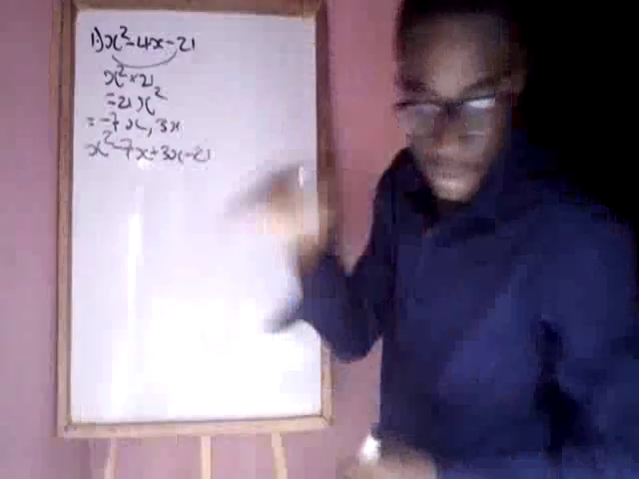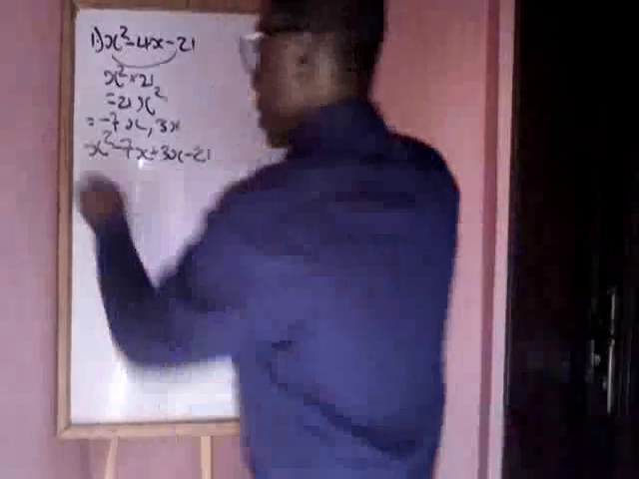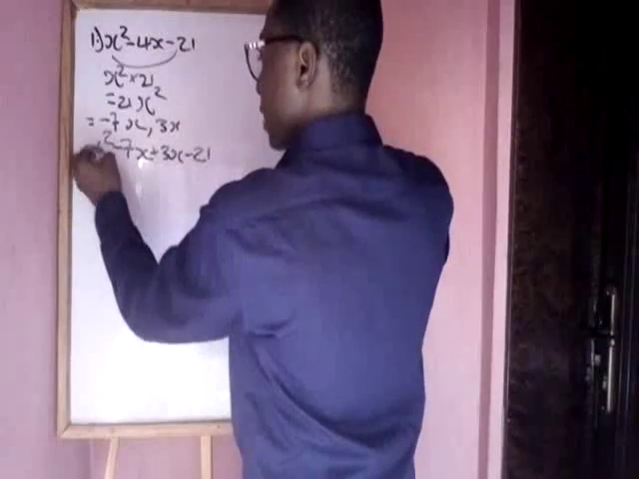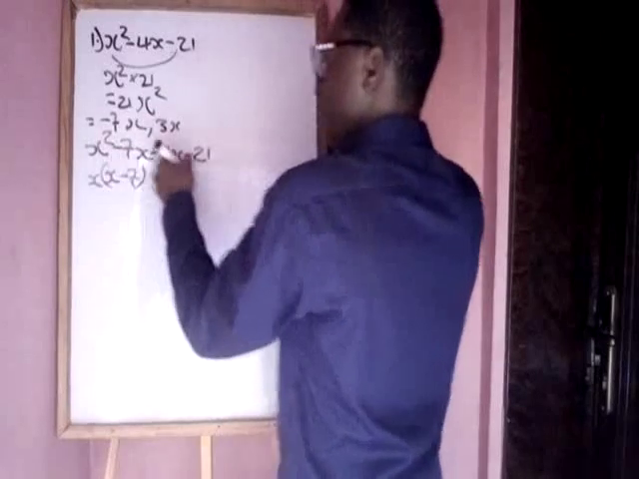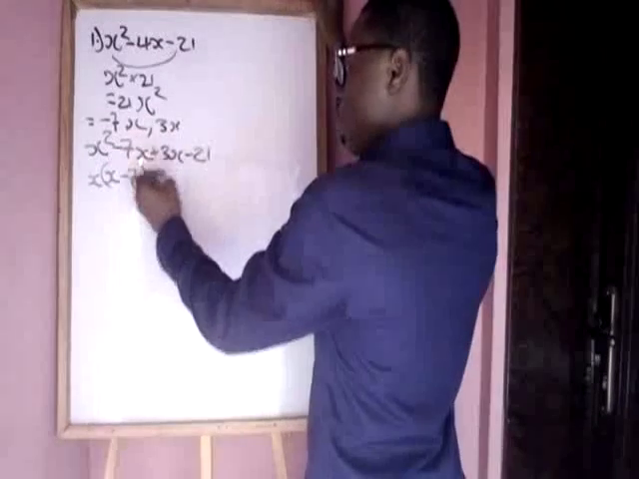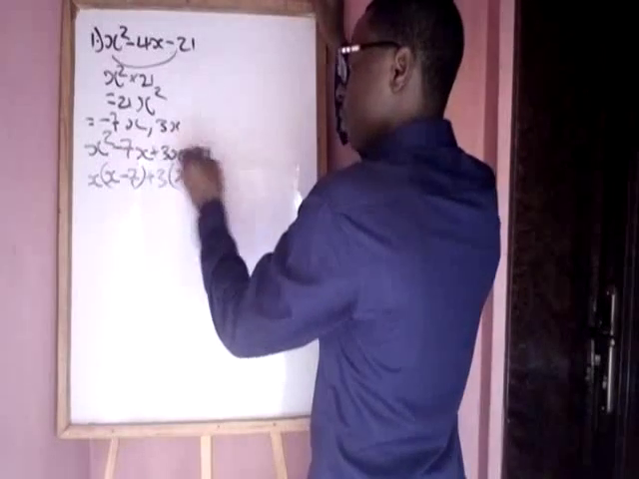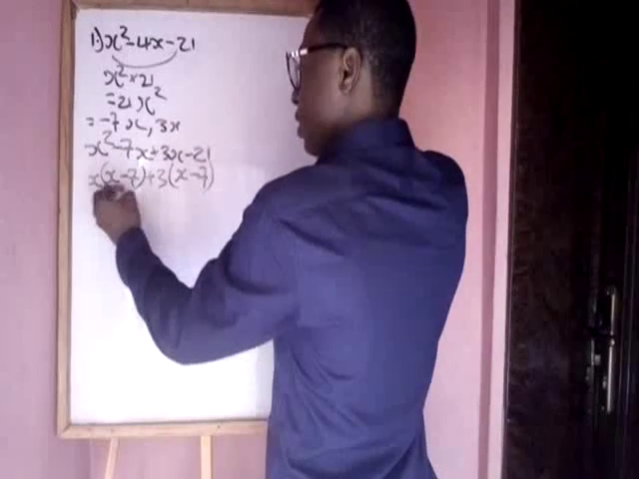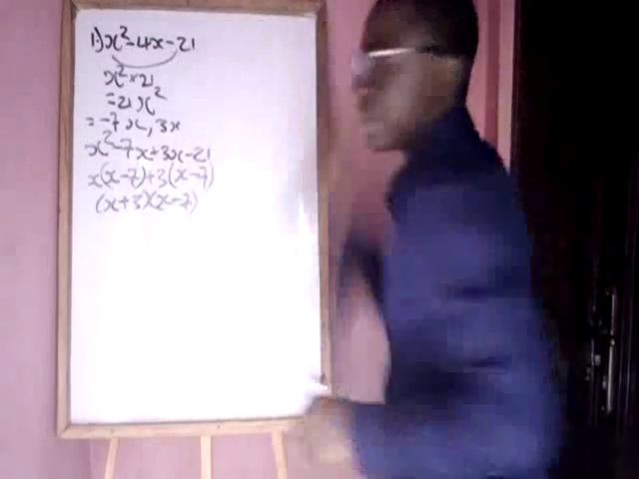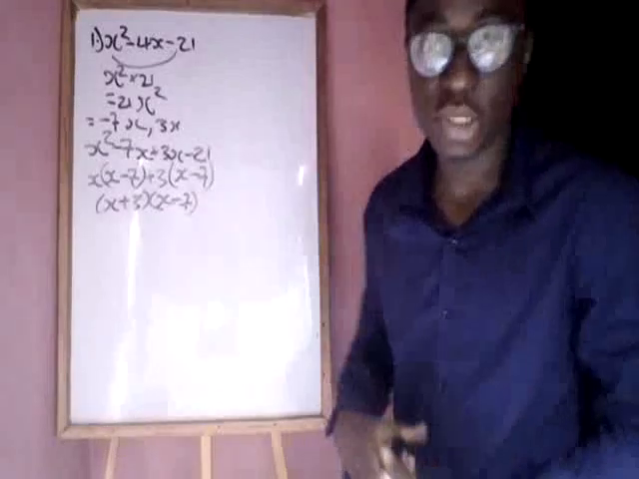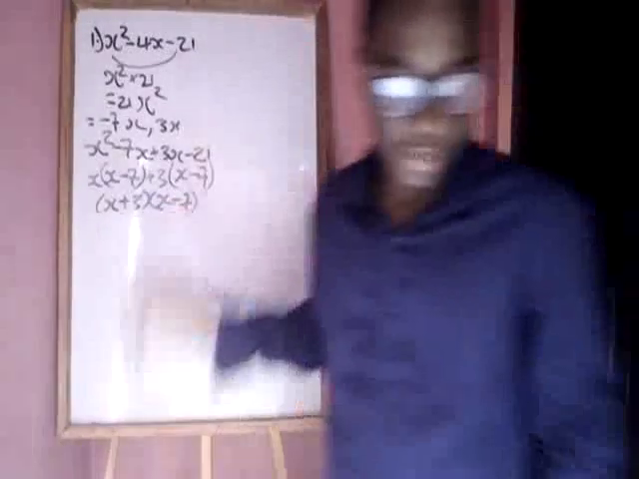So this is not an equation, this is just an expression, right? That will be equal to, let's factorize x out in the first case, x open bracket x minus 7, and let's factorize 3 out: plus 3 open bracket x minus 7. So at the end of the day, we have (x plus 3)(x minus 7). This is the factorization of this expression. The method we use now is called the factorization method of solving algebraic expressions.